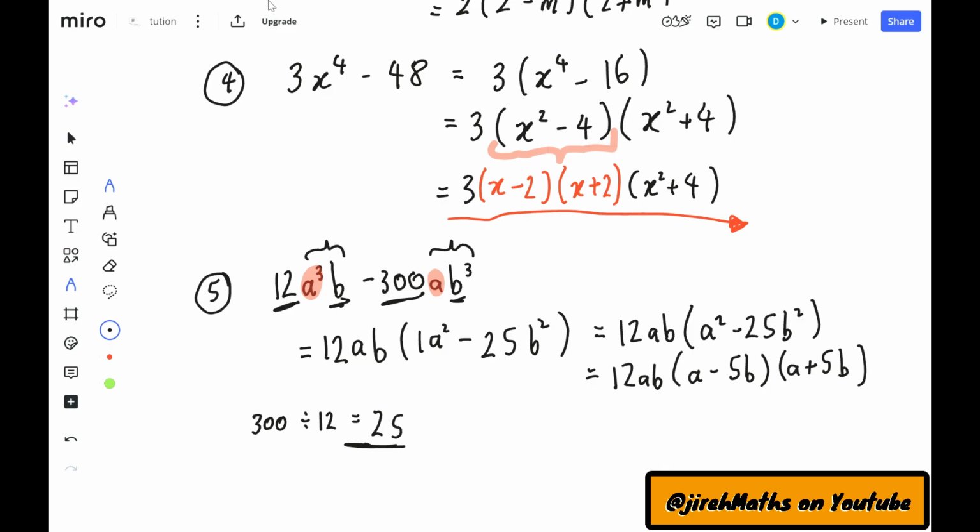In previous lessons, I went over common factors, and so we would have covered taking out 12ab as a common factor. So you can just check for those videos.